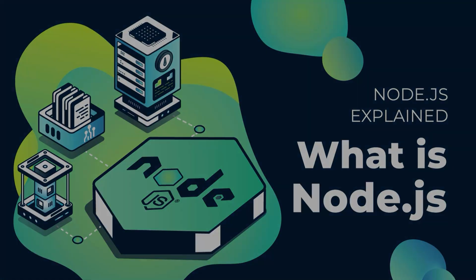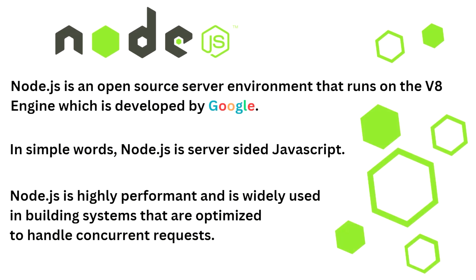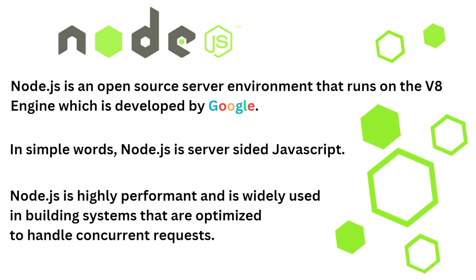What is Node.js? Node.js is an open source server environment that runs on the V8 engine, which is developed by Google. In simple words, Node.js is server-sided JavaScript. Node.js is highly performant and is widely used in building systems that are optimized to handle concurrent requests.